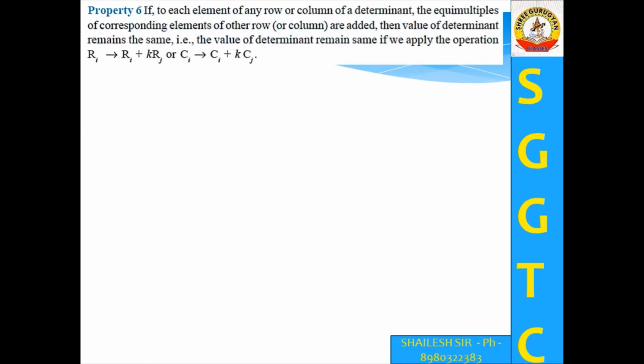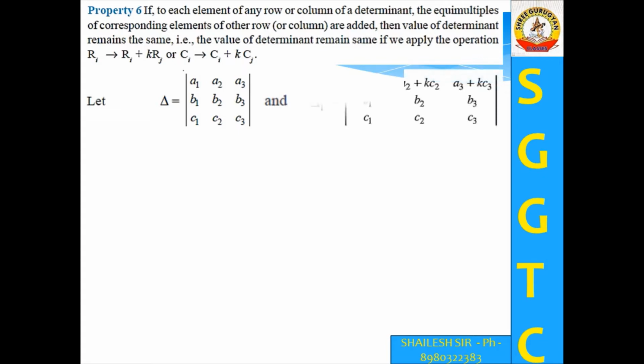Now the last property, number 6. This property is very most IMP, very most IMP meaning it is already asked in your exam. Look at that. First I indicate the red margin. Ri tends to Ri plus k Rj, or Ci tends to Ci plus k Cj. These two are related to property theorem 6, which I explained.